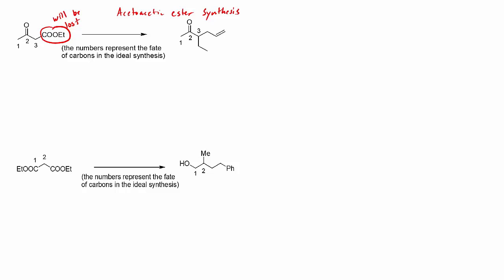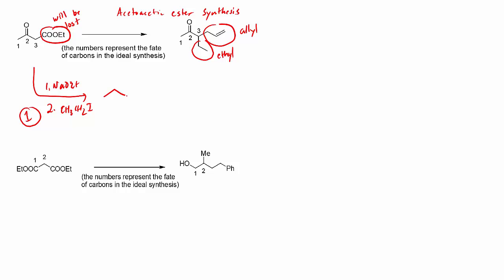This one I'm going to do in a forward synthesis because you can see that we basically just added an allyl group and an ethyl group to position 3. And this is a fairly simple operation. Okay. We'll call this step 1. Step 1 is going to put an ethyl group at the alpha position.